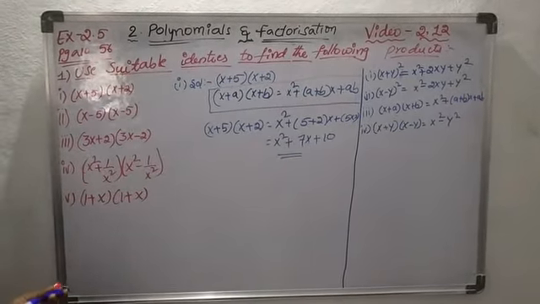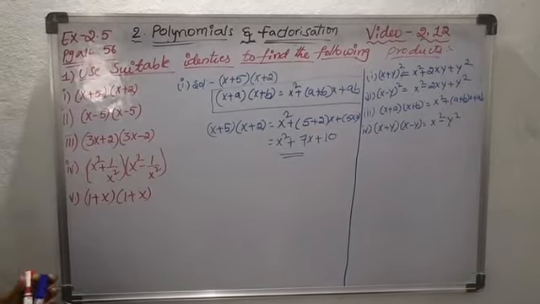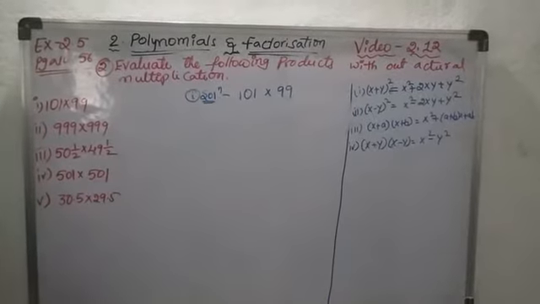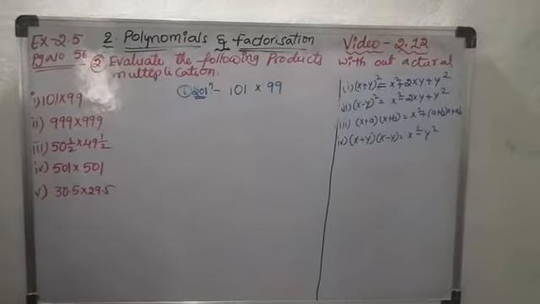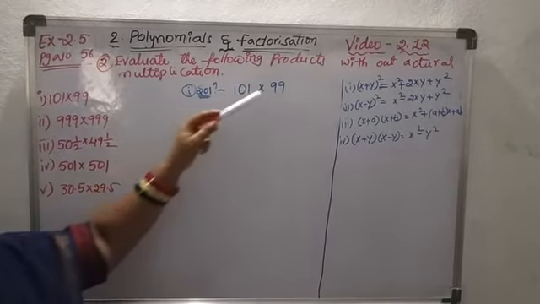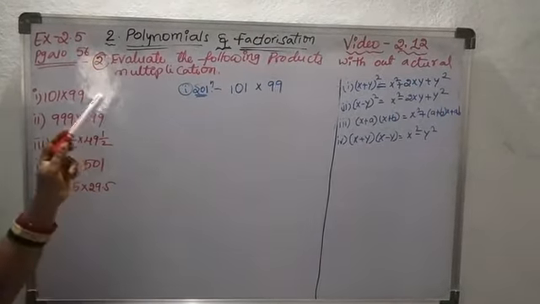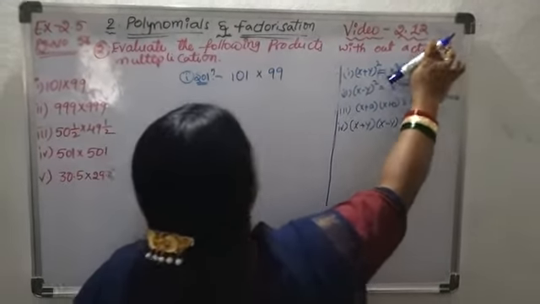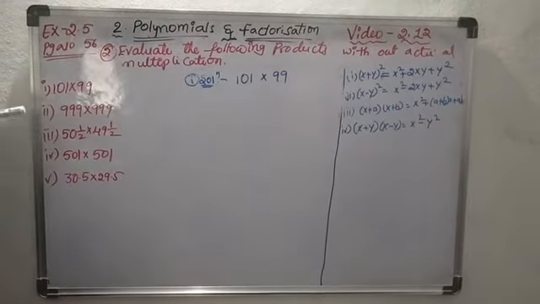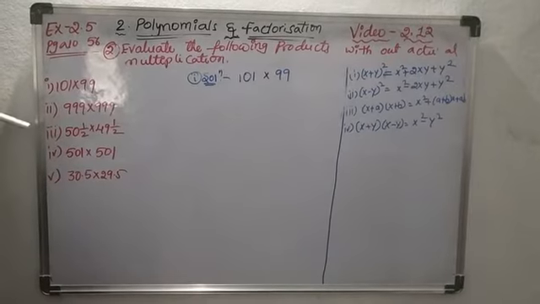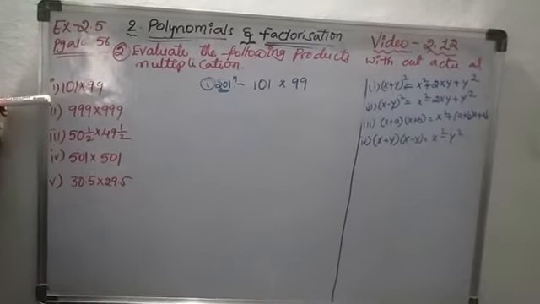Okay children, now I hope you can do every problem in this bit. Now the second bit: evaluate the following products without actual multiplication. Here we have 5 problems, but all of you may be thinking we can just multiply and get the answer.